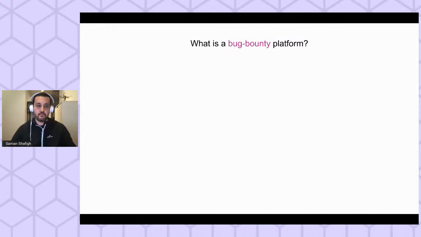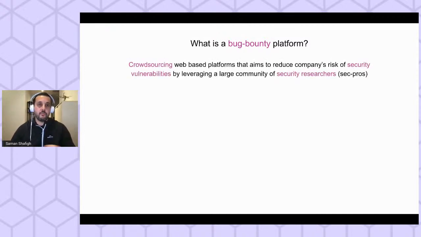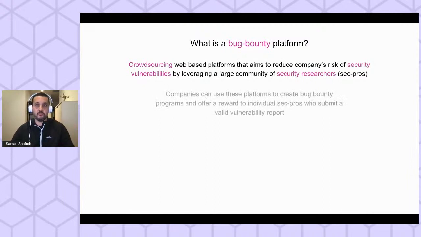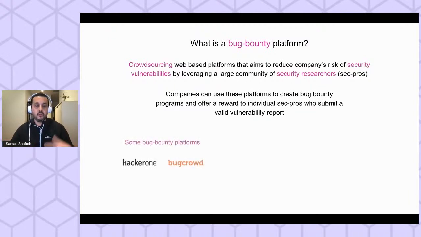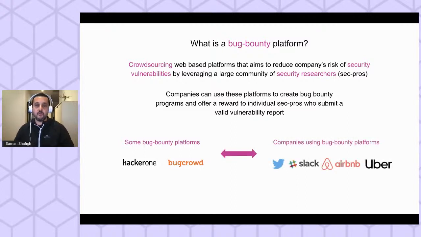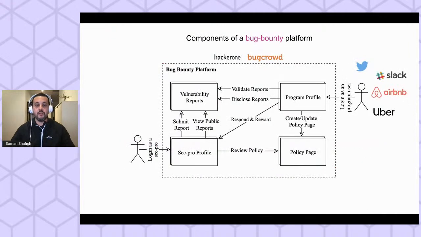The main one is, what is a bug bounty platform? A bug bounty platform is a crowdsourcing web-based application that aims to reduce the company's risk of security vulnerability by leveraging a large community of security researchers, which we also call security pros. Companies can use these platforms to create bug bounty programs and offer a reward to individual security pros who submit a valid report. Some examples of these platforms are HackerOne and BugCrowd. The companies currently using these platforms include Twitter, Slack, Airbnb, Uber, and a big list of others.